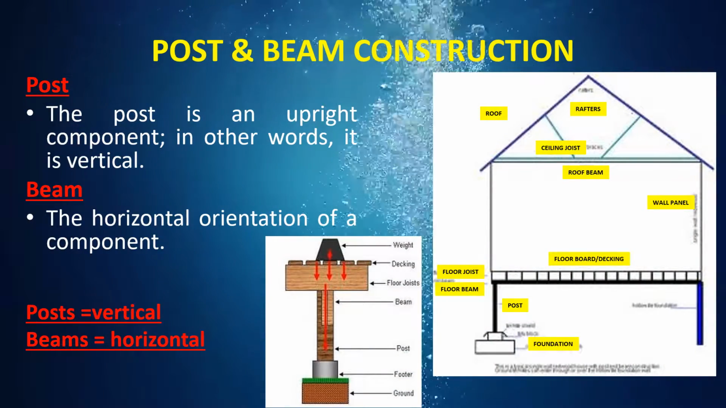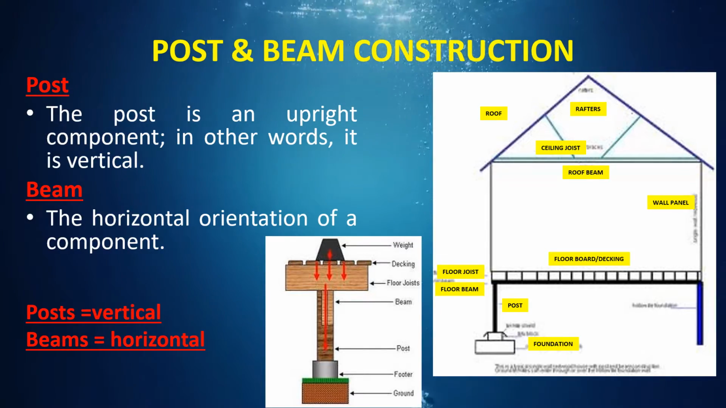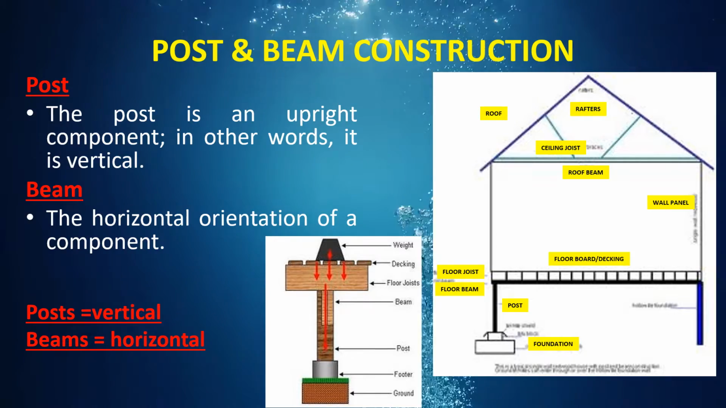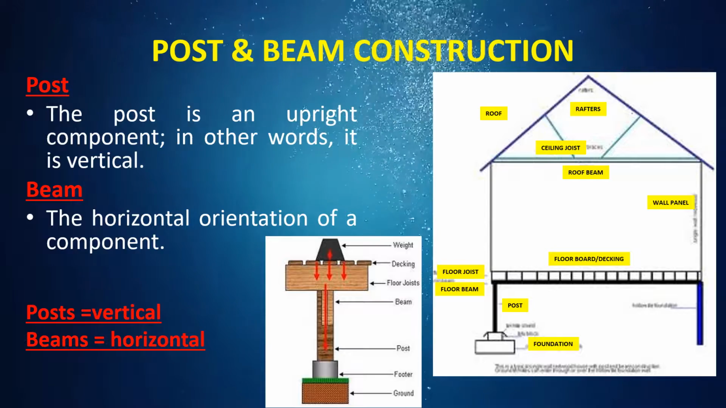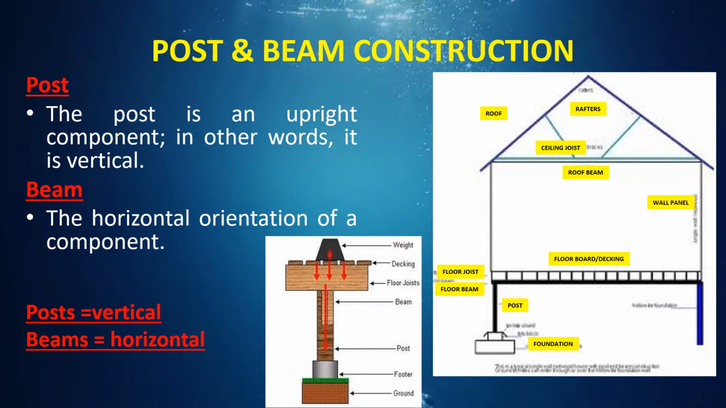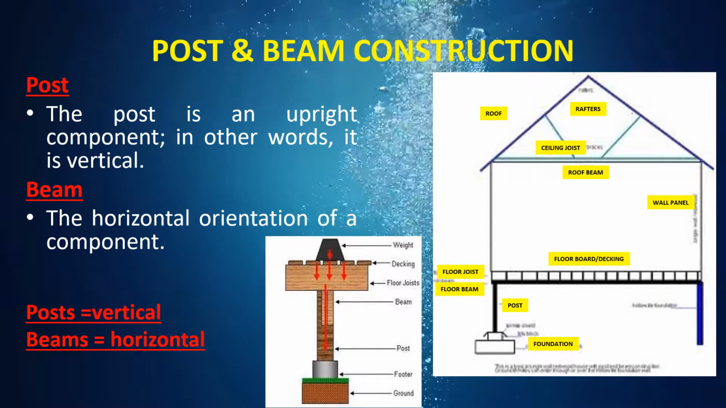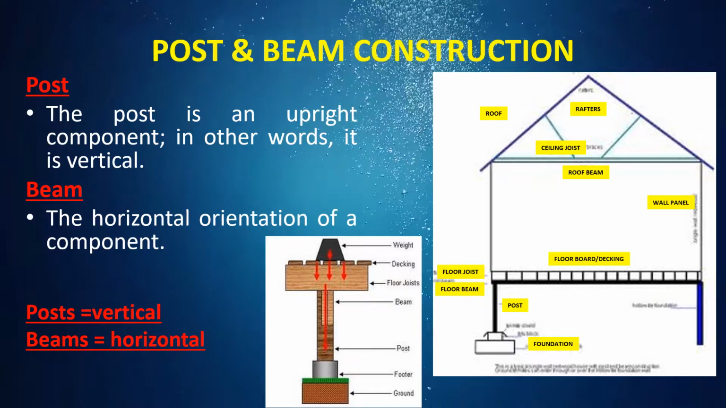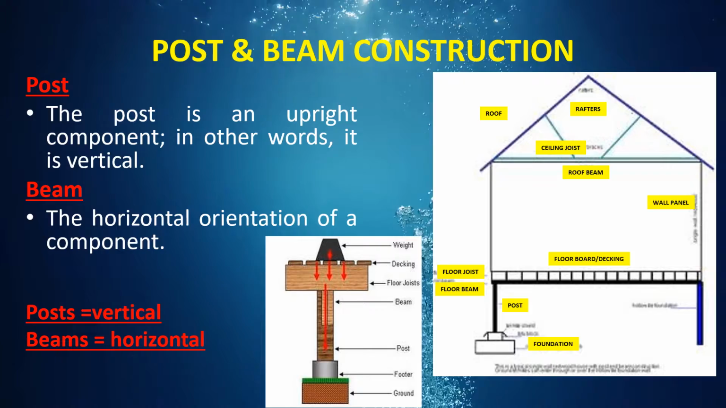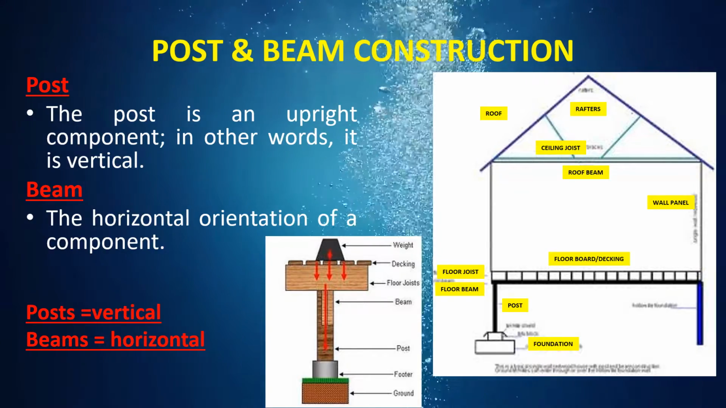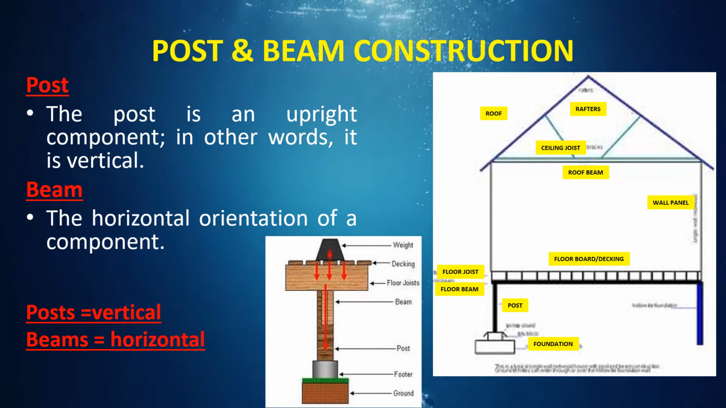The post is an upright component of the timber frame. In other words, it is vertical. In a post and beam building, there are at least four posts, one at each corner, and often there are several more. Just as the vertical orientation of the post makes it a post, the horizontal orientation of the beam is what makes it a beam. Posts are vertical and beams are horizontal.